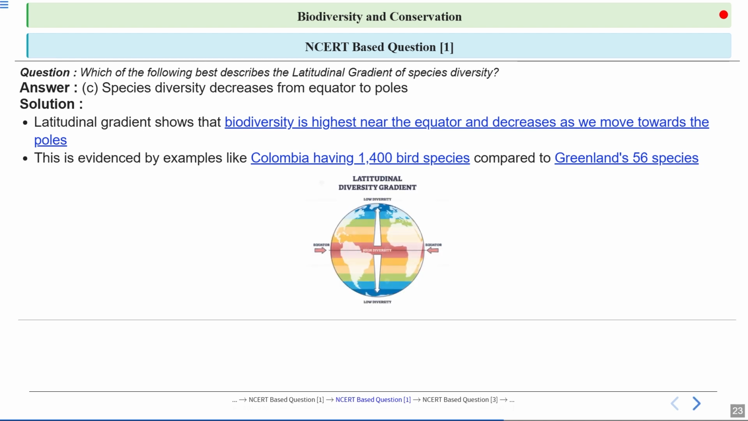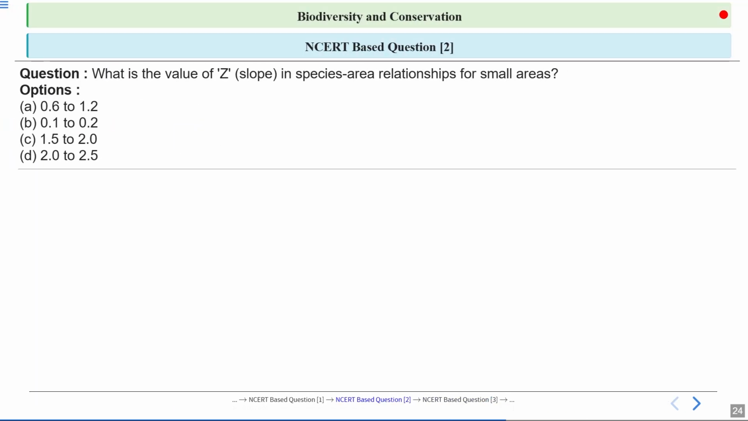In this image you can see the latitudinal diversity gradient. It is the pattern where species richness or biodiversity decreases as one moves from the equator towards the poles. Tropical regions near the equator have higher biodiversity, while the polar regions have lower species diversity.